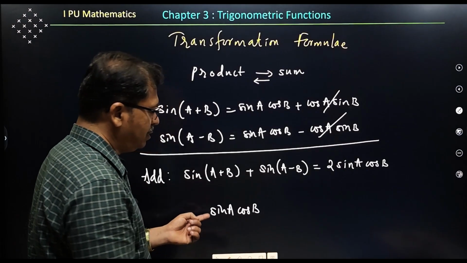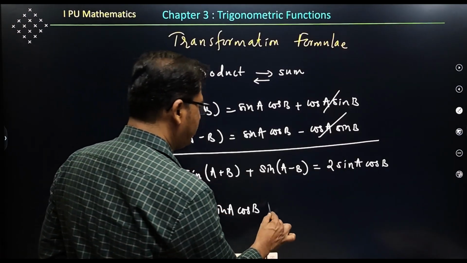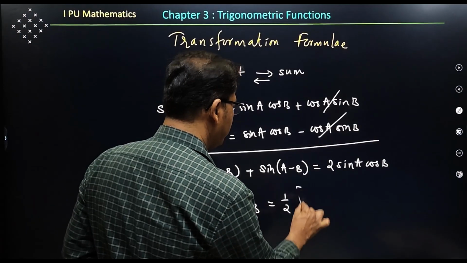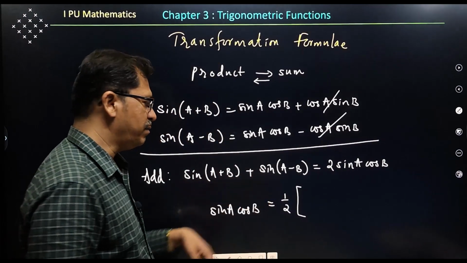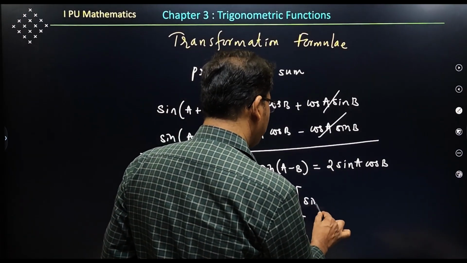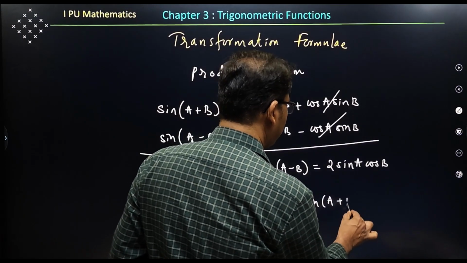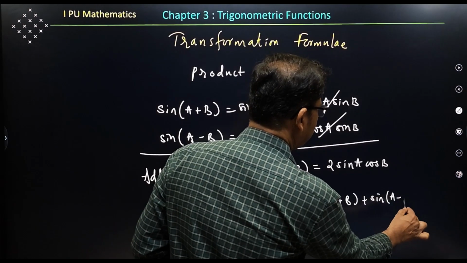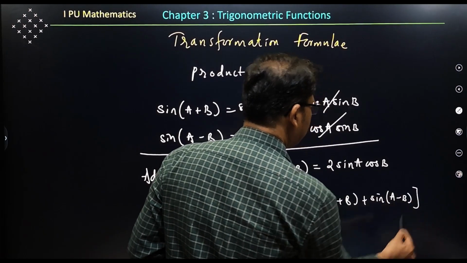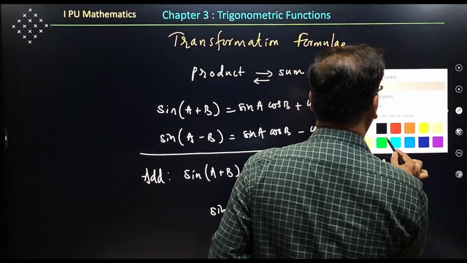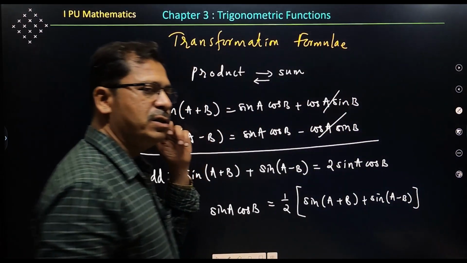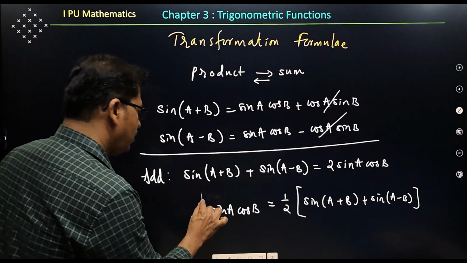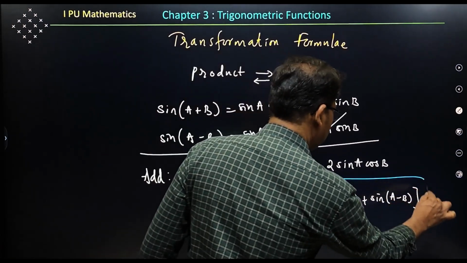The product of sin and cos leads to 1 by 2 into the sum of sin and sin: sin of a plus b plus sin of a minus b. This is the first formula. As far as your transformation formulae are concerned, this is the first result here. Now let me highlight this one.